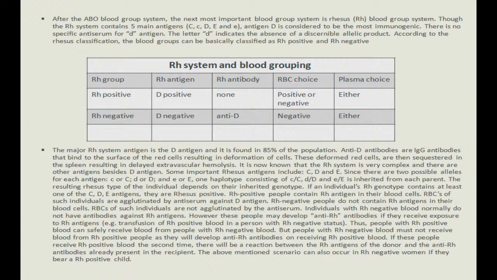Rhesus positive people contain rhesus antigen in their blood cells. RBCs of such individuals are agglutinated by antiserum against D antigen.